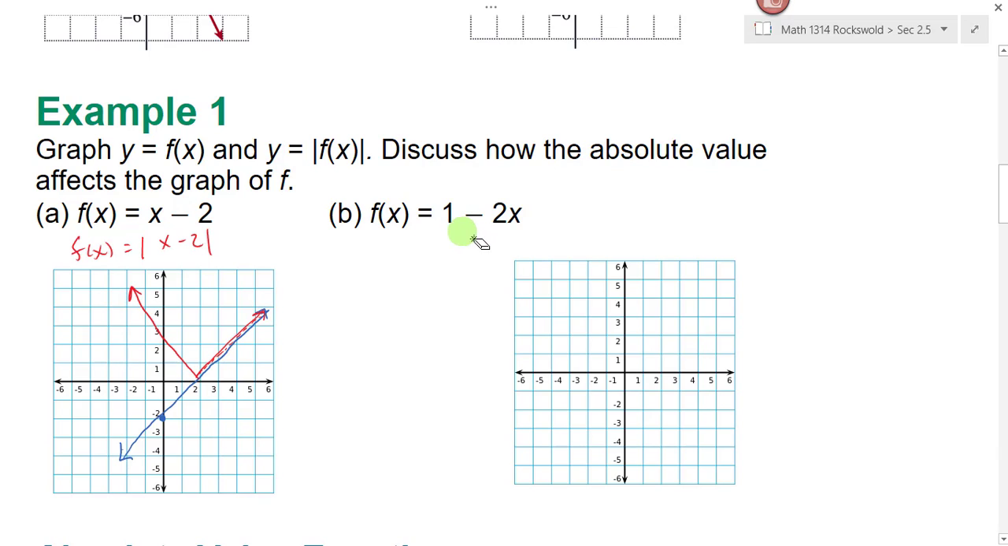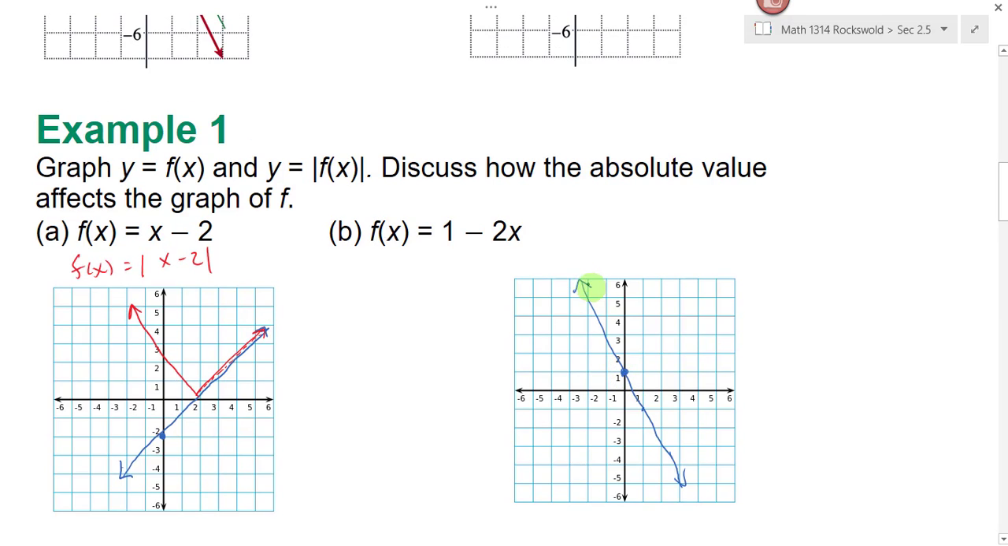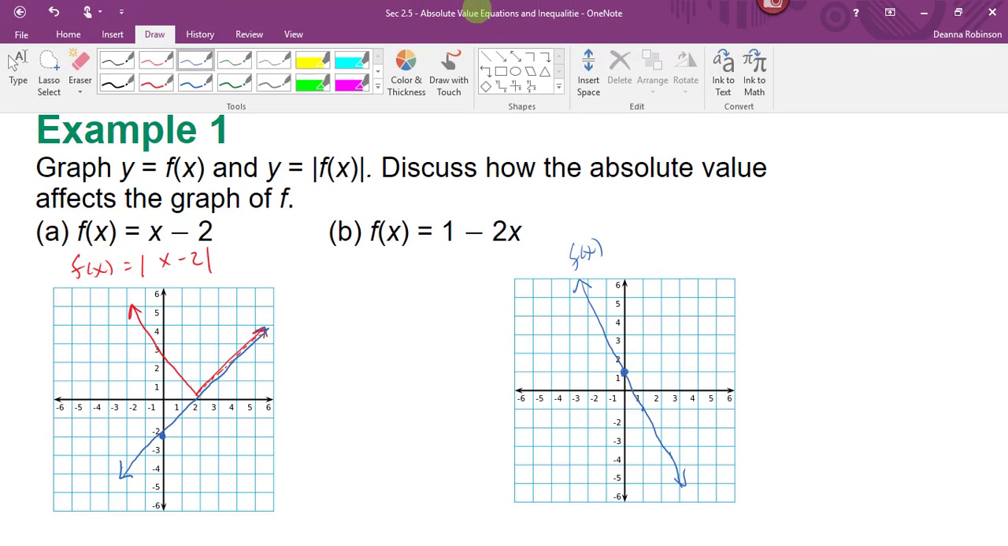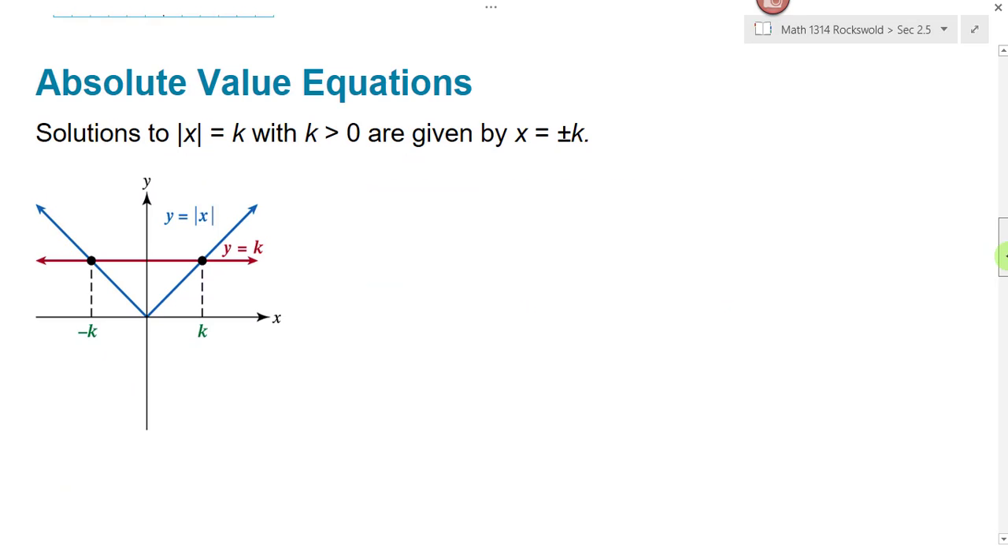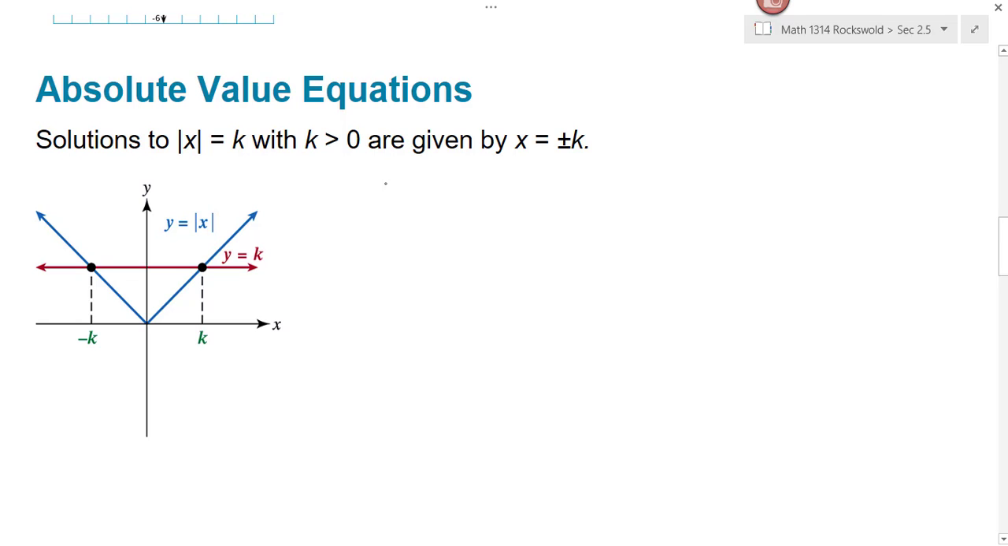On part B, we have 1 minus 2x. What's the y-intercept of this line? 1. And what's the slope? Negative 2. So I'm going to fall 2, run 1 to get to another point, and then I just connect the dots using a straight line. So here's the graph of f of x. What's it going to look like when I graph the absolute value of f of x? Right here at this point, the graph is going to flip up all of a sudden, but this part stays the same. Like I said, when we're solving absolute value equations, your first step is to isolate the absolute values, keeping in mind that your absolute value cannot be equal to a negative number.